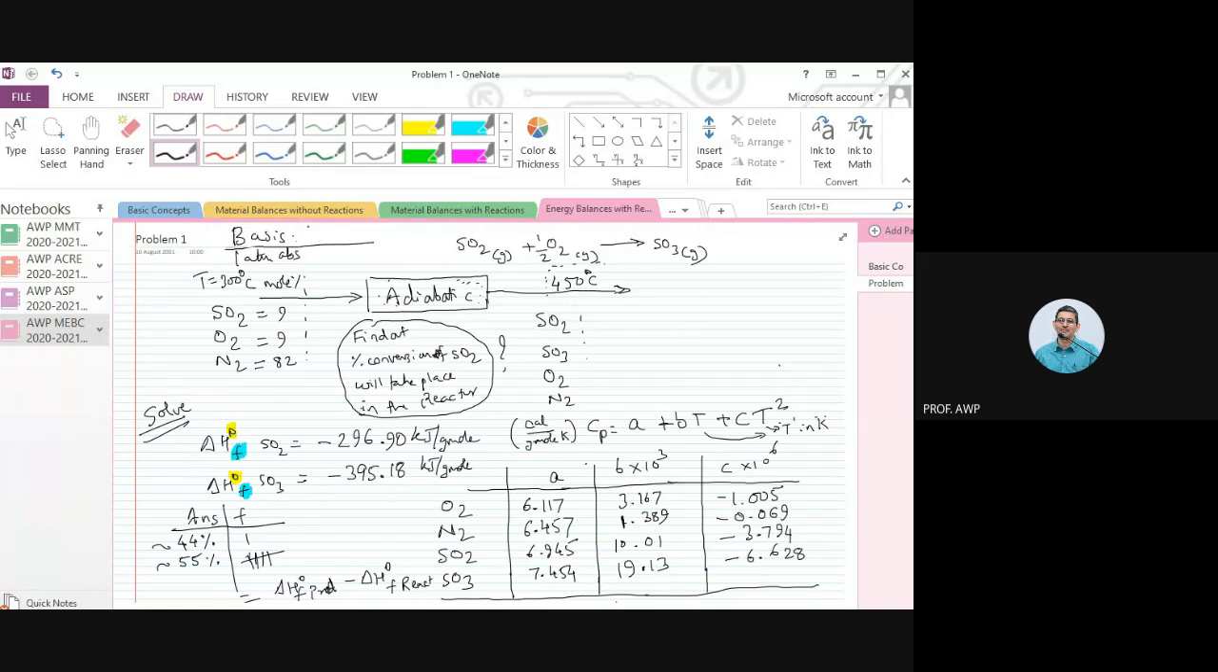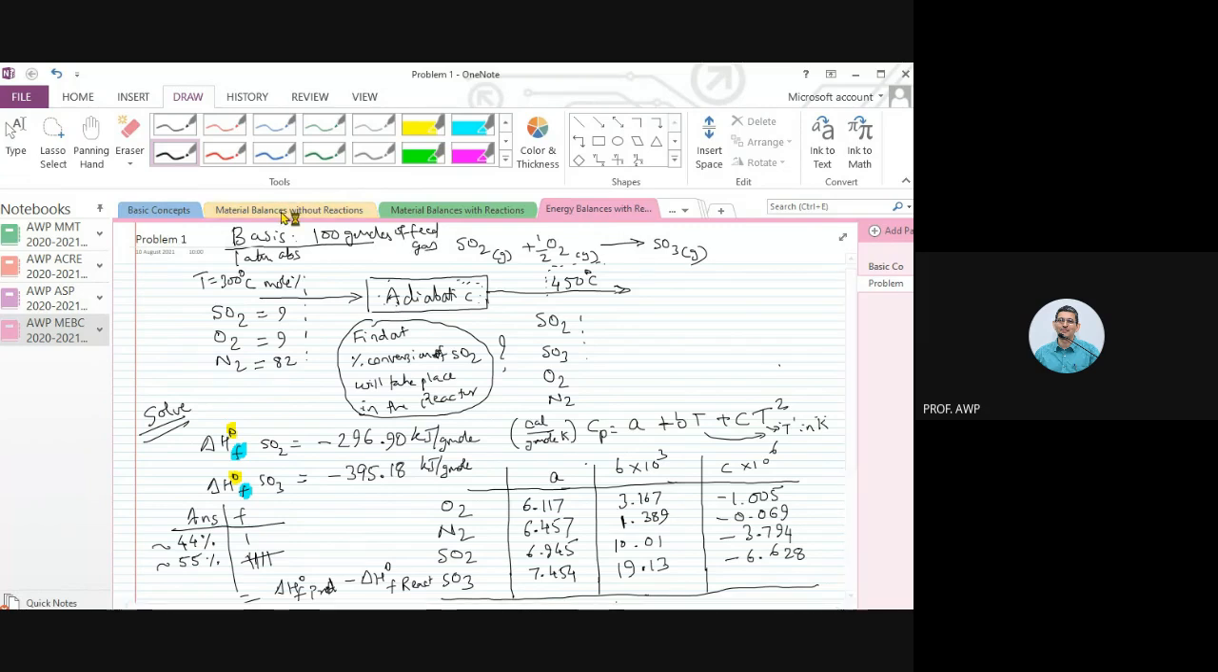One second. We'll just call, just like that. For no reason they call. Yeah, good. Basis is 100 gram moles of the feed gas.